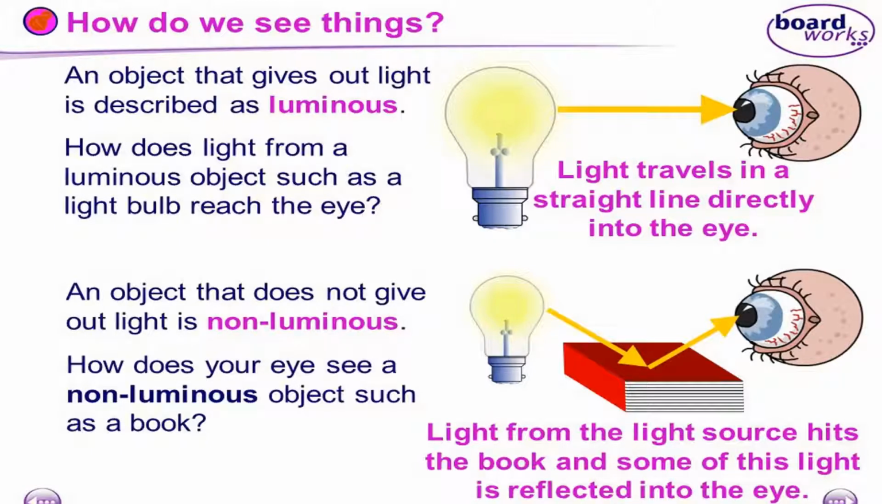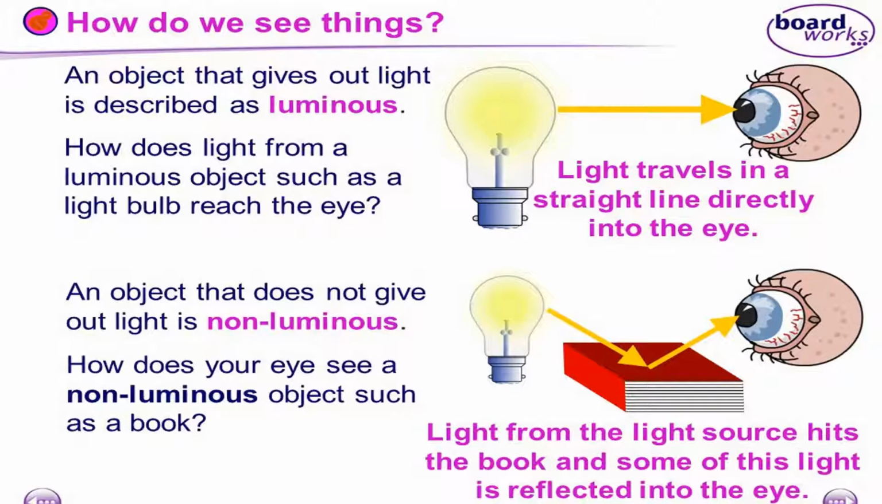So light from the light source hits the book, and some of this light is reflected into the eye. That's the reason that we can see those objects, or let's say those non-luminous objects, because of the reflection of the light.